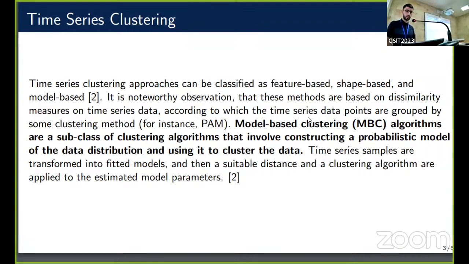In the model-based approaches, we assume a specific probabilistic model underlying the data generation process, and we use its assumption to build the clustering algorithms. But the main idea in all three methods is to define a distance measure on time series samples and use some suitable clustering algorithm.